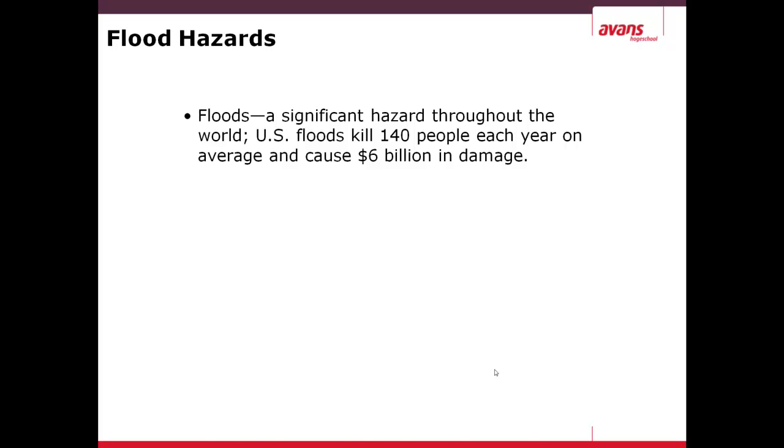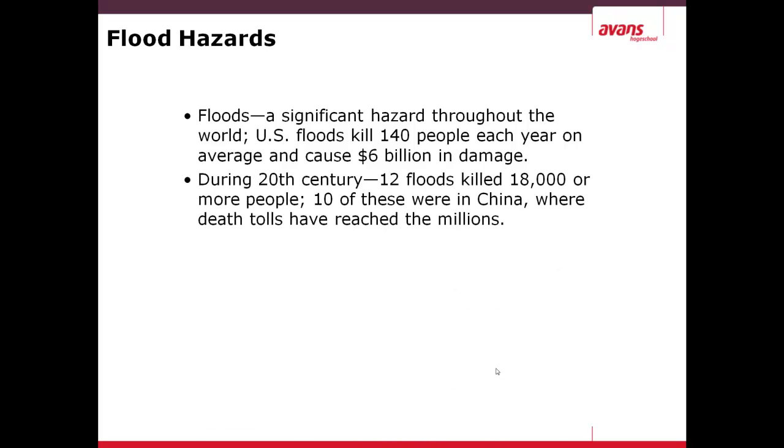Hazards in the United States are significant. The flood hazards are quite significant. In the United States, 104 people on average are killed each year, and this causes up to $6 billion in damage. In the 20th century, 12 floods killed 18,000 people or more, of which 10 were in China, and the death tolls have reached into the millions.